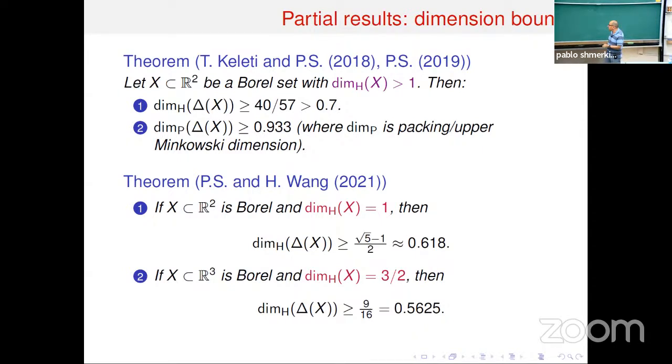Okay, and also we got some bound in R^3, which is new. You saw nothing in R^3 before. And in fact, we got bounds also in R^d, but for the lower Minkowski dimension of the distance set. So a little bit of cheating, not for Hausdorff dimension so far.